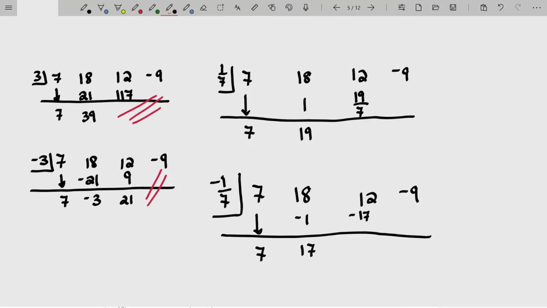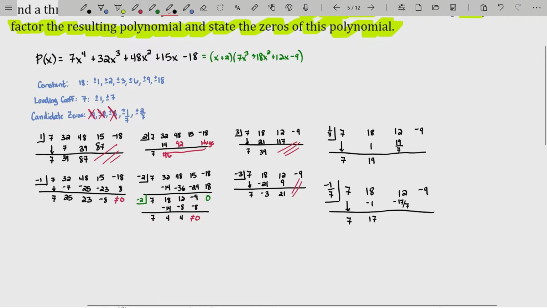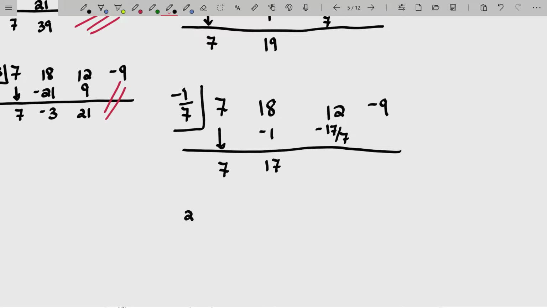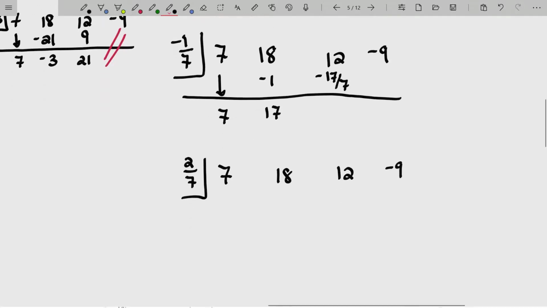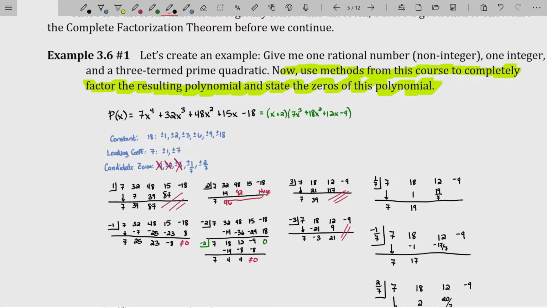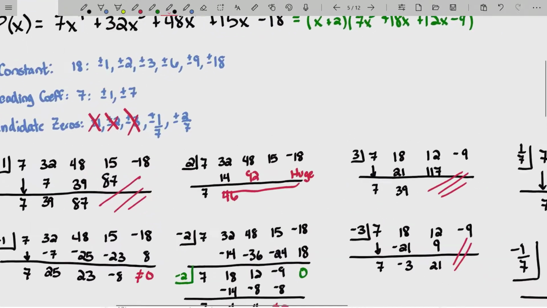18 minus 1 is a 17, but this will be a negative 17 over 7, and that's unfortunate. So again, I'll walk away from that one. I'm not going to cross out the plus or minus 1/7. Instead, I'll just move on to the 2/7. So let me try 2 over 7. Again, we're going into 7, 18, 12, and negative 9. And in both of those cases, you end up very quickly with fractions. And so I will move on. I haven't exhausted those possibilities, but I'm still going to try to keep the number small. So I'll go to 3/7.